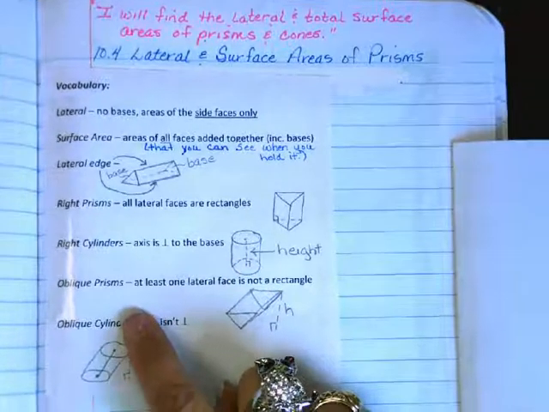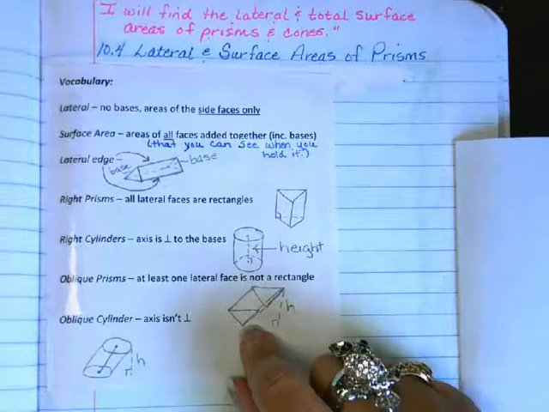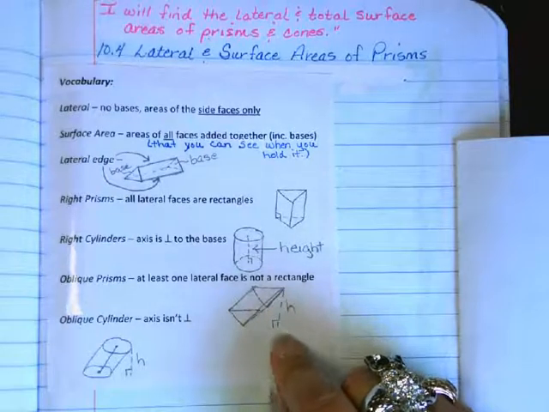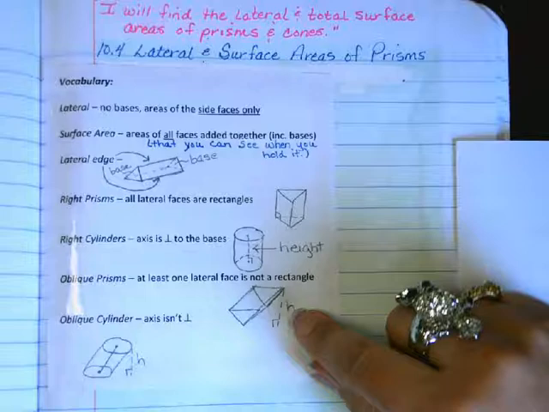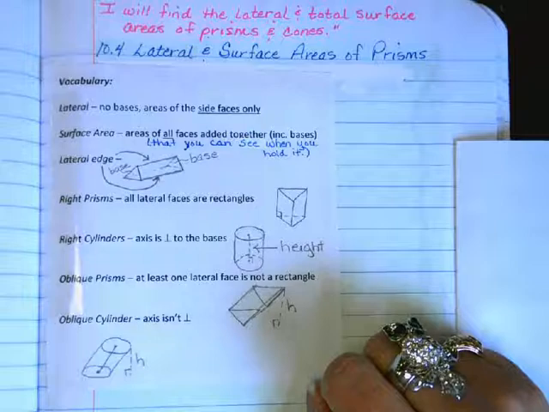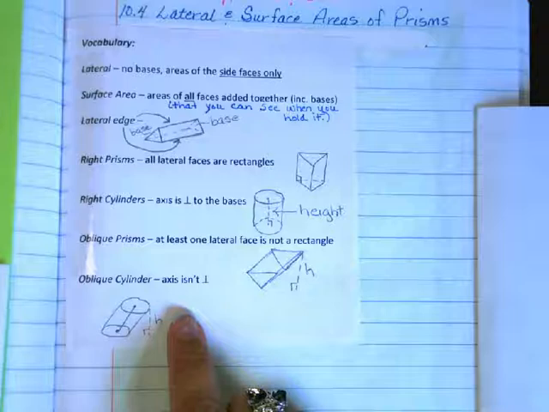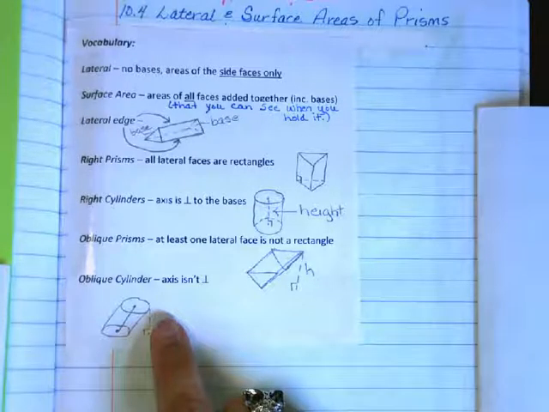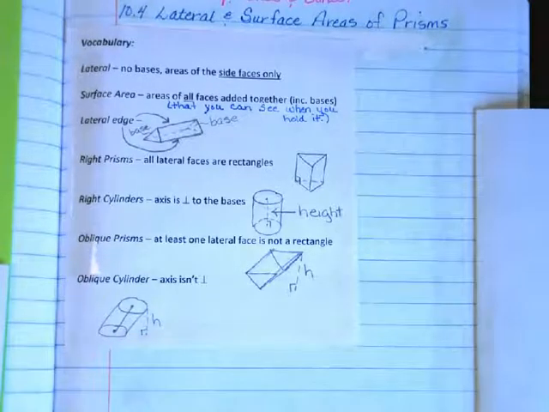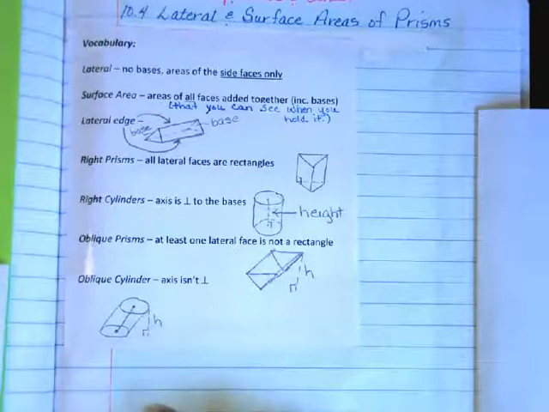And then the oblique prisms: there's at least one lateral face that is not a rectangle. This is because usually it's leaning over. As you can see here, the height is a perpendicular distance actually outside of the prism. And when it leans over, it kind of makes a parallelogram, usually more so than a rectangle. And then you have the oblique cylinder, exactly like the prism, where it's leaning over a little bit, but the height is still outside and makes a perpendicular axis to the base, or to the ground. All right, so those are the vocabulary words that you need to remember.